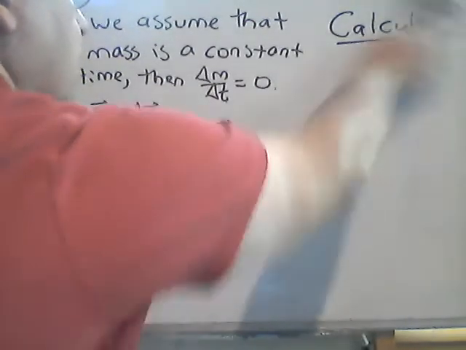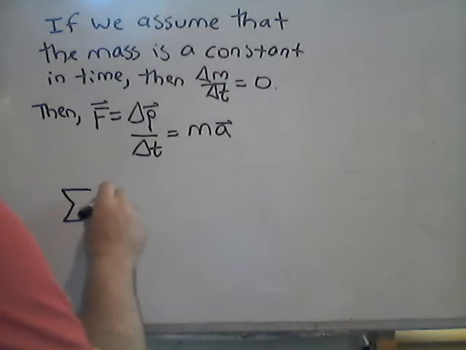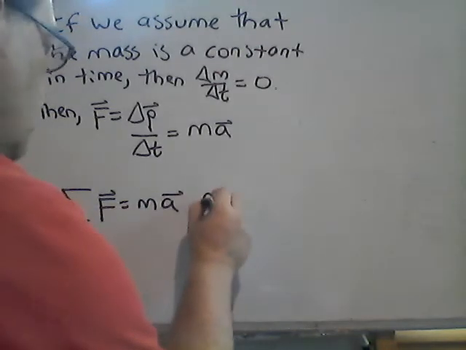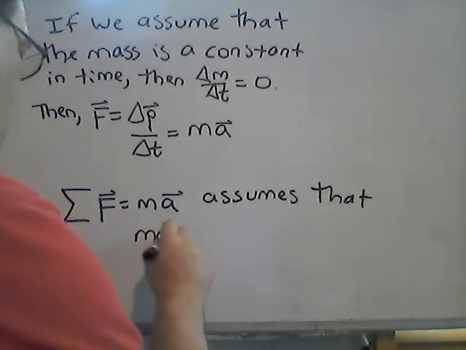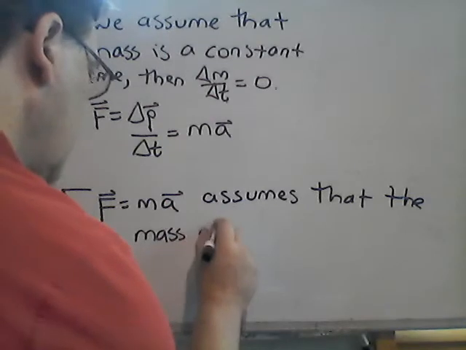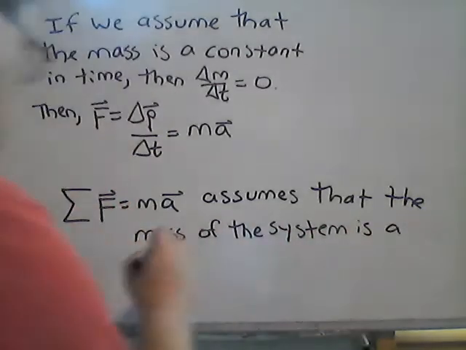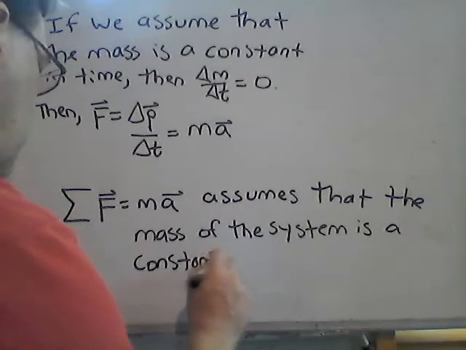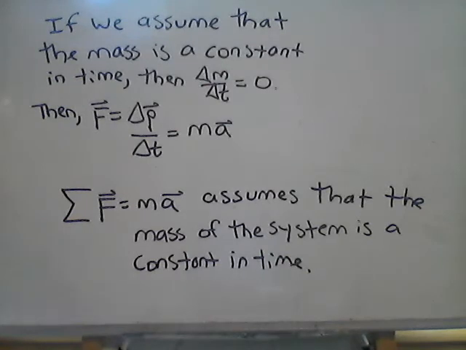All right? So again, as I just said, Newton's second law, as written in chapter 4, assumes that the mass of the system is a constant in time. Now, if the mass is not a constant in time, you're going to have to understand how to express the mass as a function of time and then take that appropriate time rate of change, take that appropriate slope.